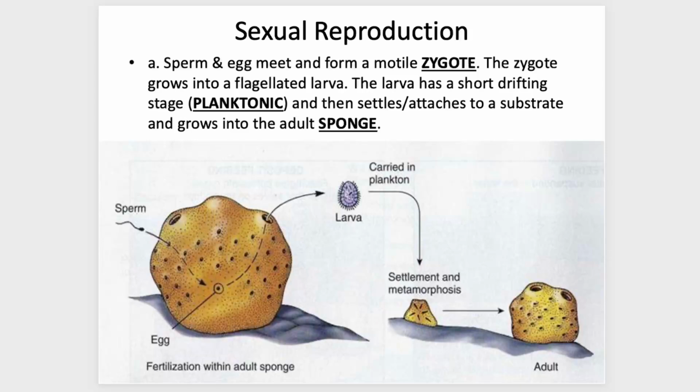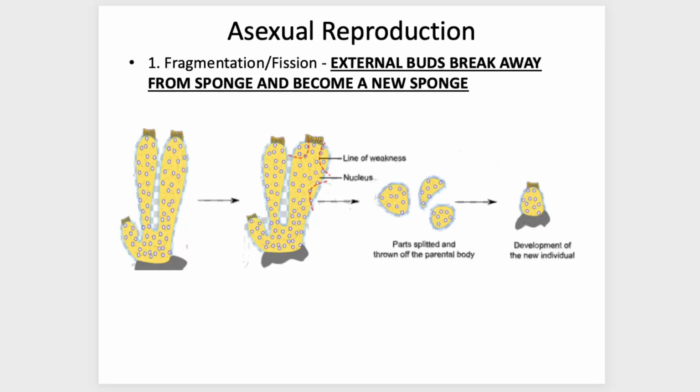It'll have a flagella. The larvae has a short drifting stage. They call that plankton or planktonic stage. And then it will settle on a substrate and grow into a new adult sponge. But for sexual reproduction, of course, sperm and egg have to meet, and then the zygote itself is motile. For asexual reproduction, we'll call this fragmentation or fission example.